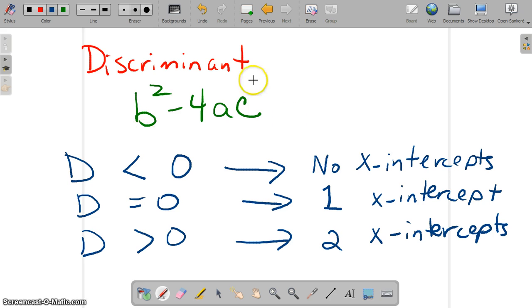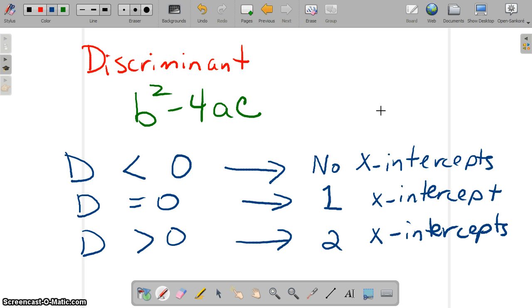You take the stuff that's under the square root. This stuff right here, this is what's under the square root, b squared minus 4ac. It's called the discriminant. If you just look at the stuff that's under the square root, you can tell how many intercepts that parabola is going to have, that quadratic is going to have. If your discriminant is less than 0, meaning the stuff under the square root is negative, which means you're going to have a complex number, you have no x-intercepts, no zeros.